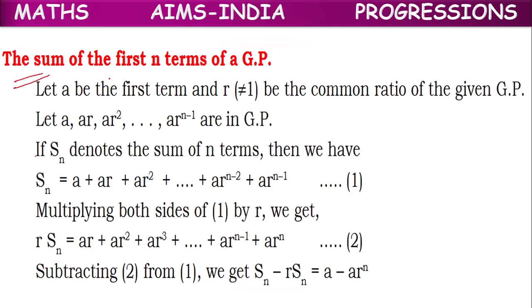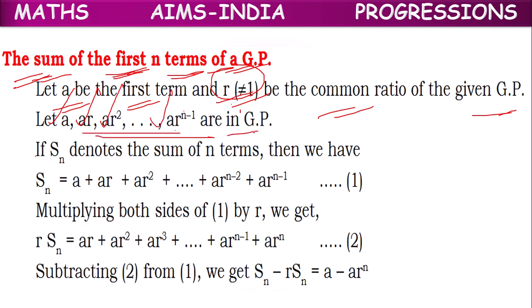Next, the sum of first n terms of a GP. If A is the first term and R is the common ratio, such that R is not equal to 1, then A, AR, AR square, up to AR to the power of n minus 1 is a GP. If the first term is A, the second term will be AR, the third term will be AR square. But here the condition is R should not be equal to 1.